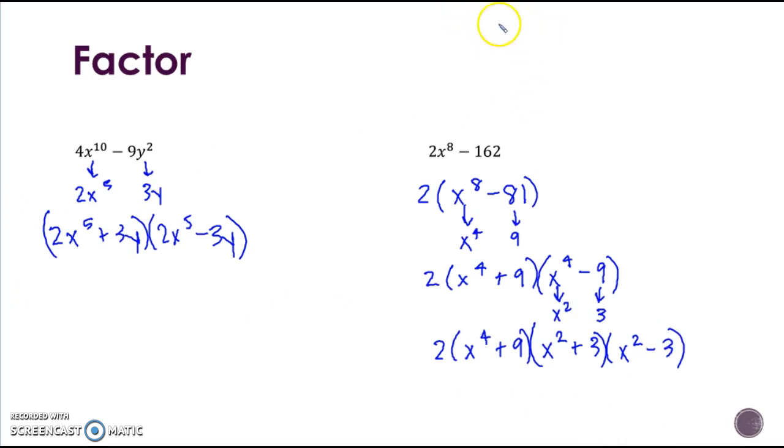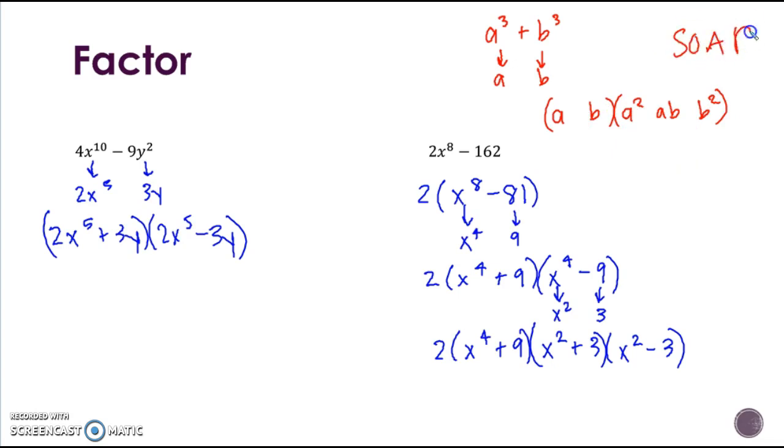All right, now I didn't put any perfect cubes in here, but remember the cube pattern. If I had something like a cubed plus b cubed, find your cube root, then we have a little parentheses and a big parentheses. We take our cube roots and put them in the little one, then we square the first one, multiply them together, square the second, and then we use SOAP. So same sign, opposite sign, always positive. It's all dependent on what sign you start with in your original problem.